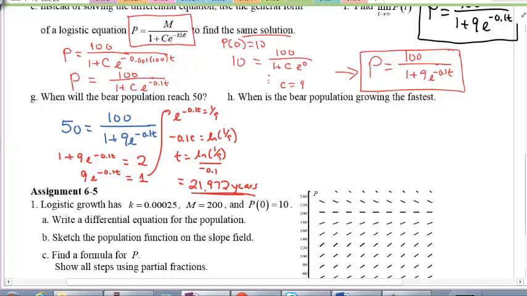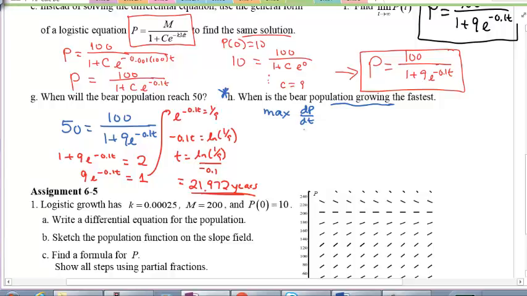H is the most interesting question of all. When, so let's again find time, is the bear population growing the fastest? So I'm asking you, the bear population growing, that's the rate, and when is it growing the fastest? When is the rate a maximum? The maximum of a rate. So I want you to find the maximum of dP/dt. I hope you remember how to find the maximum. Way back in chapter 2 or 3 we did this.